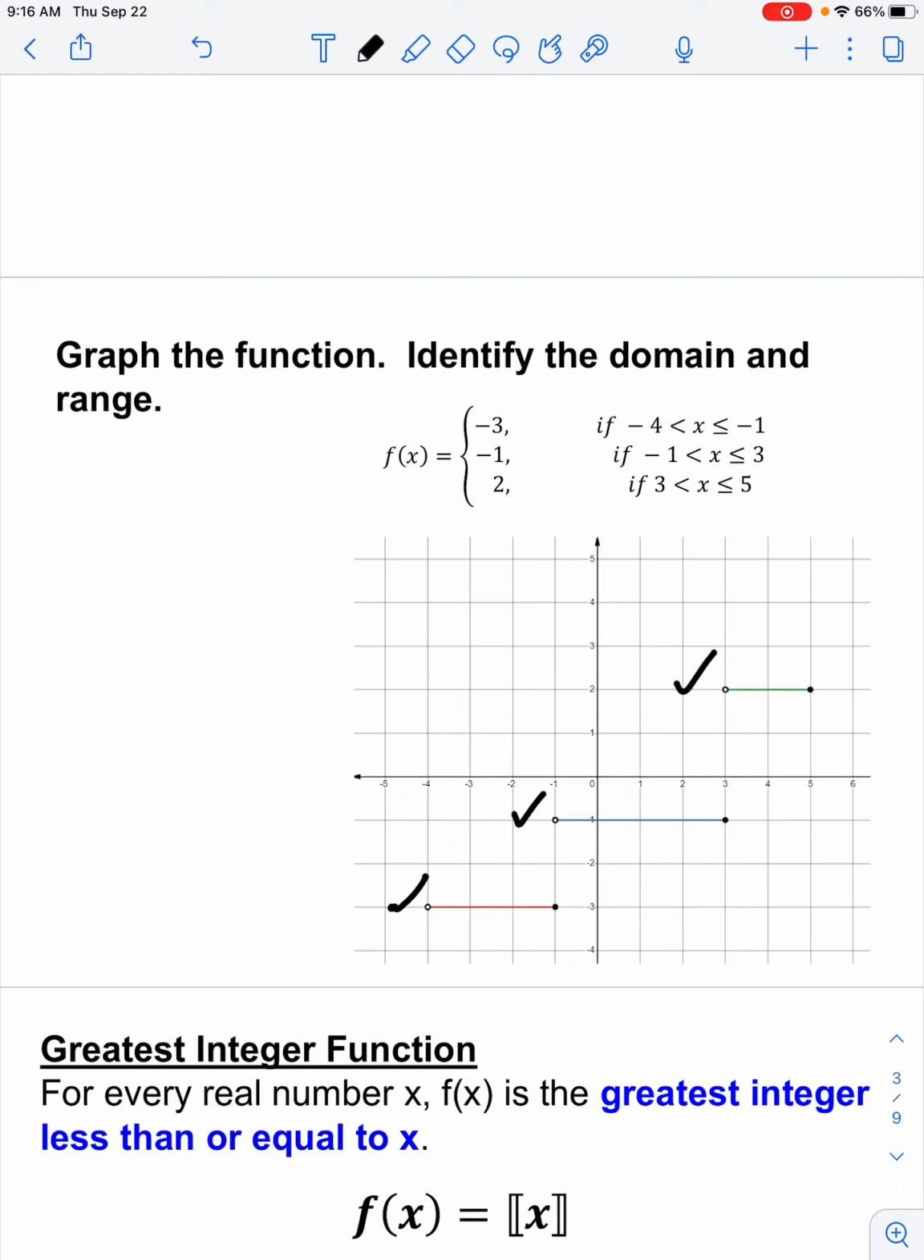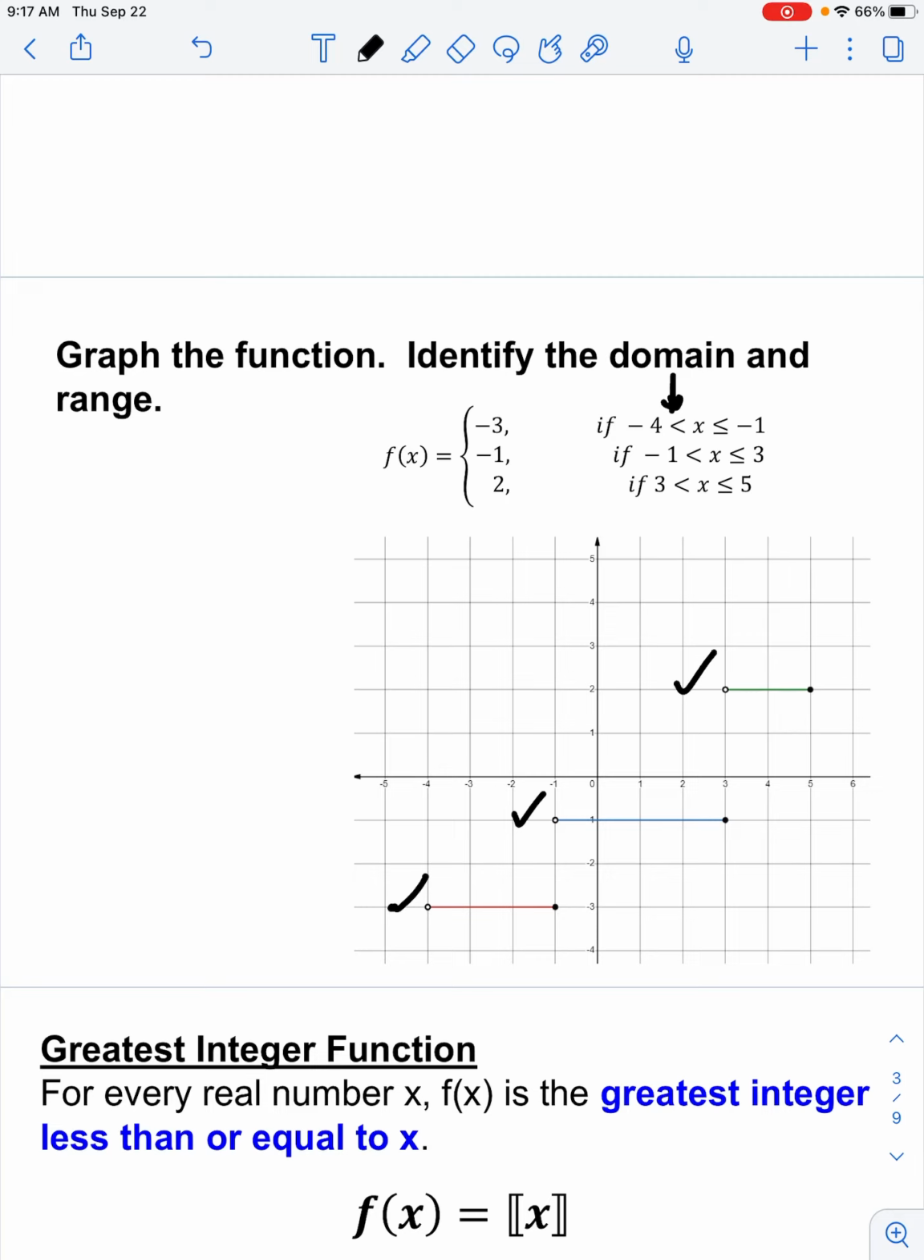Notice the left endpoint for all three of these steps is an open circle. That's because in the inequality conditions, the left inequality symbol is a strictly less than. When you flip that inequality around, when f of x equals -3, x has to be greater than -4. And then when f of x equals -1, x has to be greater than -1. And when f of x equals 2, x has to be greater than 3. So the left endpoint is an open circle.